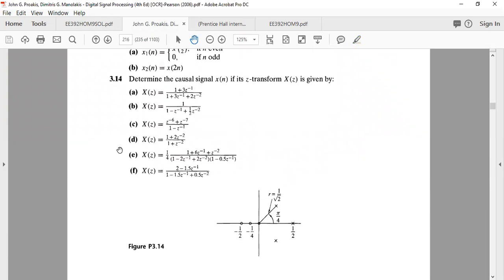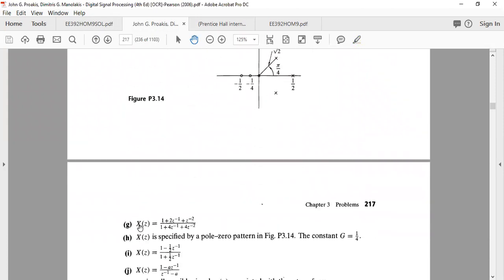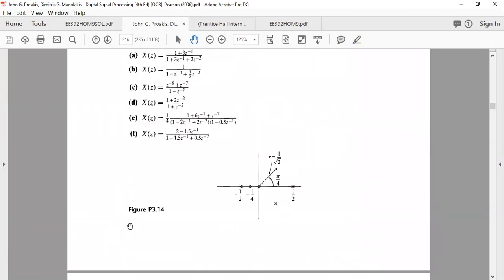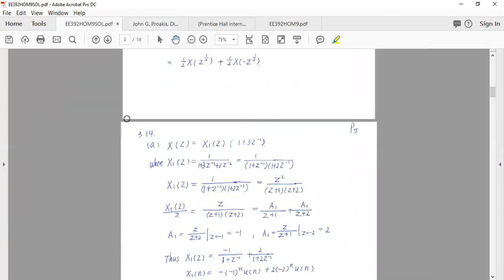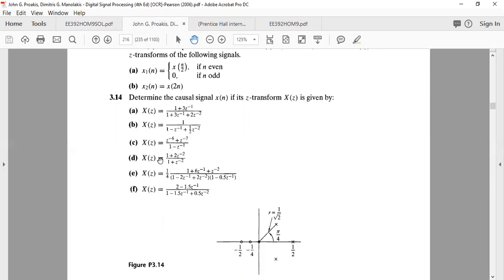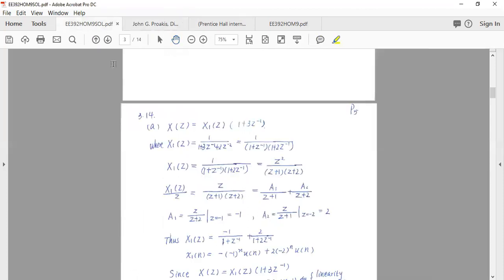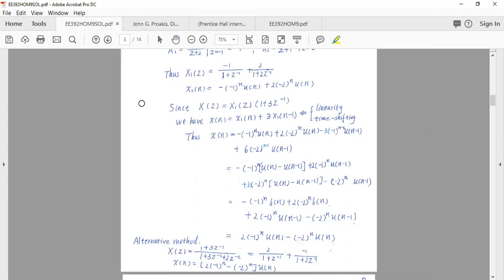I mean 3.14, a, i, and j, right? These three. So solving for that, again the question says determine the causal signal x of n if its z transform x of z is given by this. So this is the z transform. We need to find the causal signal x of n, right? Again, the steps are simple.